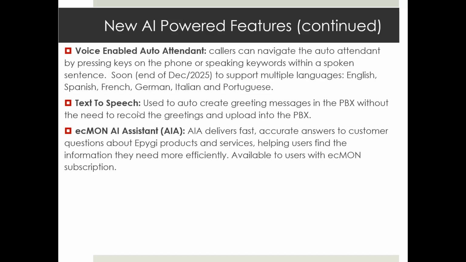And then we've added the ECMon AI Assistant, which is available on our ECMon platform. Those that are subscribed to ECMon can go in, and there's an icon there on the left-hand side. You can basically ask questions. It's like a bot, and you can ask, for example, what size system do I need for 40 users? And it'll come back and give you some answers on that. So that's currently available within the ECMon platform.